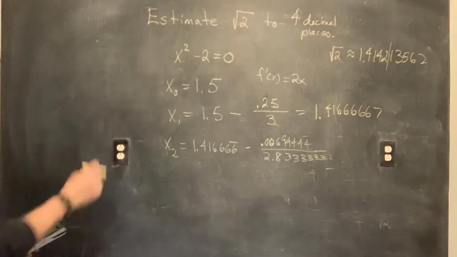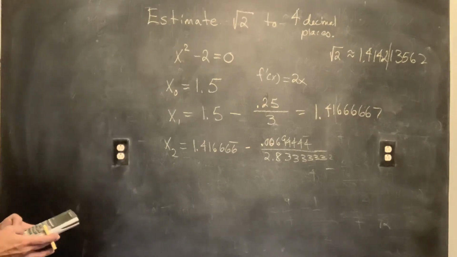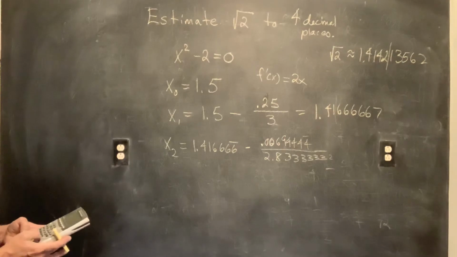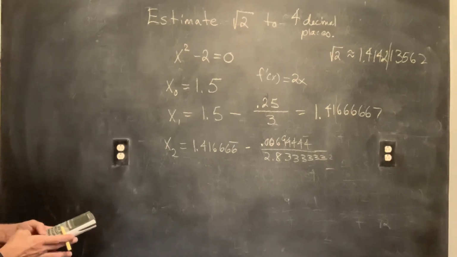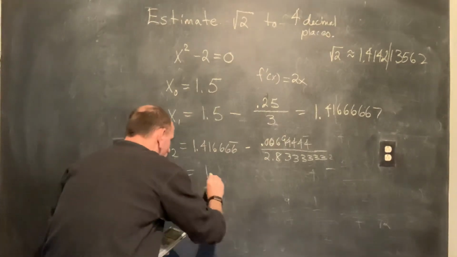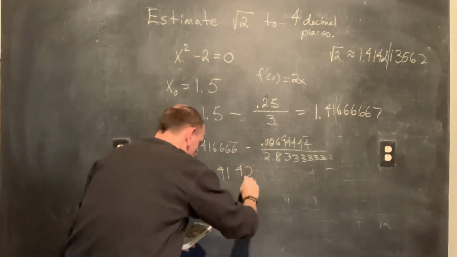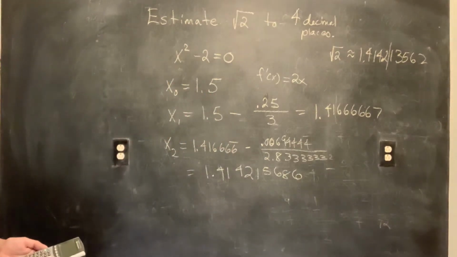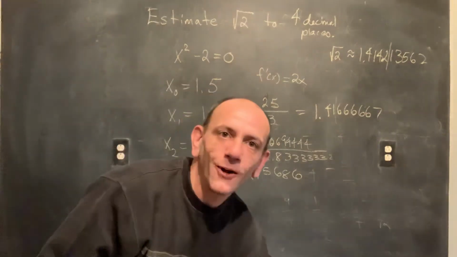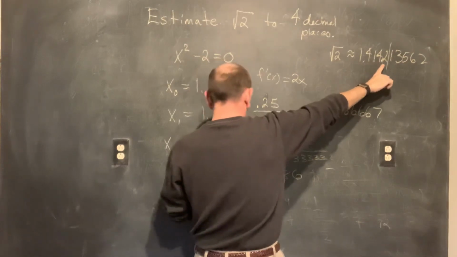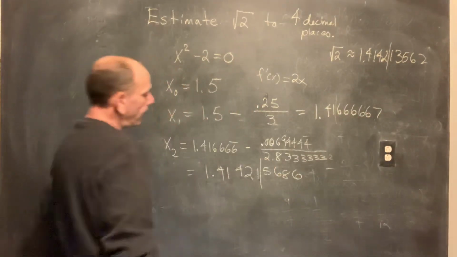All right, and now let's see what that is. 1.41666666 minus 0.0069444444, however many, divided by 2.8333333. We've got 1.41421566. Oh, we got an extra decimal already. Nice. So we got 1, 4, 1, 4, 2, 1, and then we're wrong in that decimal place.